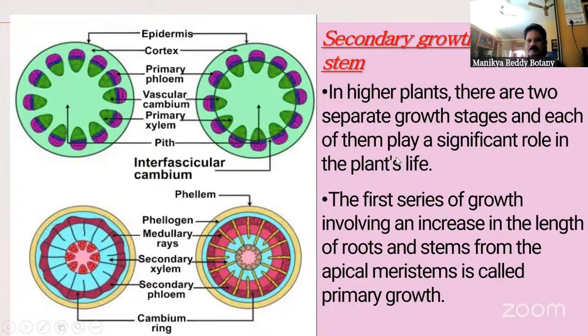Generally, in higher plants, secondary growth is seen only in dicot plants. Actually, it is absent in monocots. In dicots and gymnosperms, you can see the secondary growth, since open type vascular bundles are seen in both dicotyledons and gymnosperms. But in monocots, the secondary growth is absent because the vascular bundles are closed type. No strip of cambium is seen.